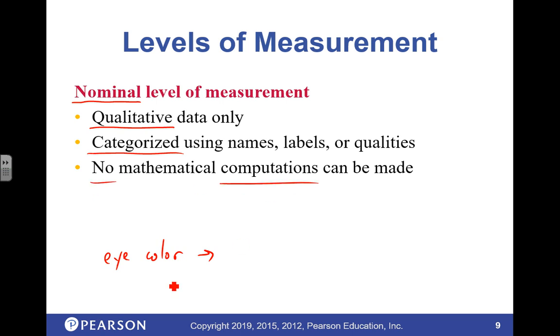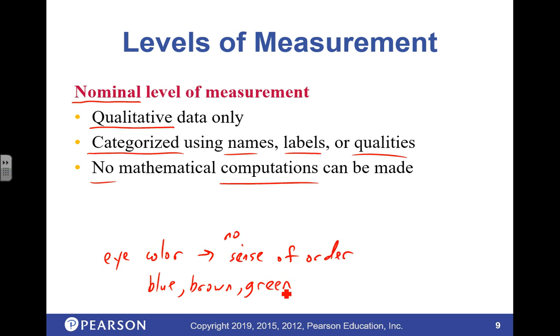There's no computation that can be made from the answers. The categories describe names, labels, and qualities, but when things are nominal, there's no sense of order. So if I list eye color as blue, brown, green, these are not in order from least to greatest or greatest to least. Order is not really significant here.